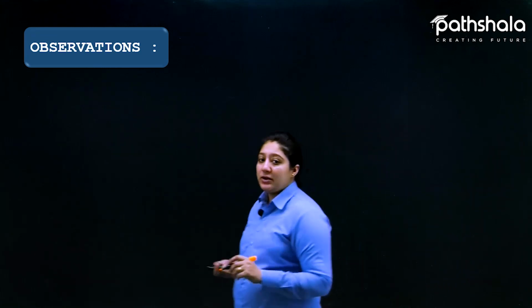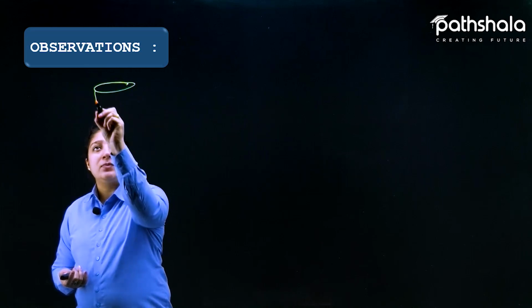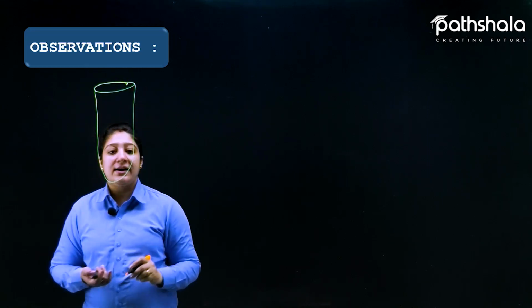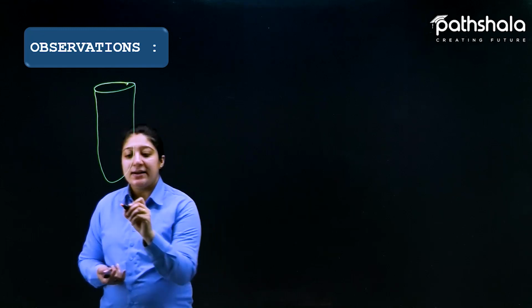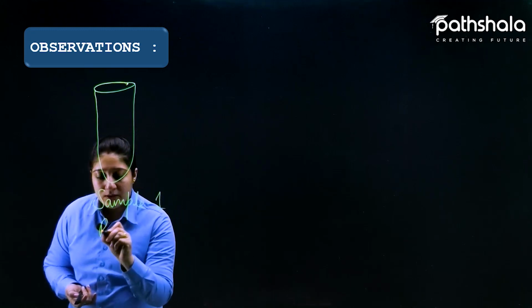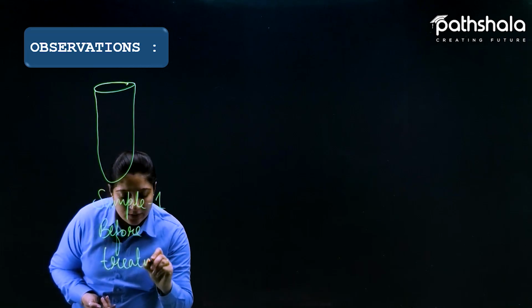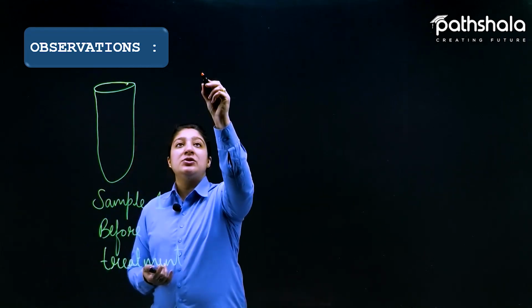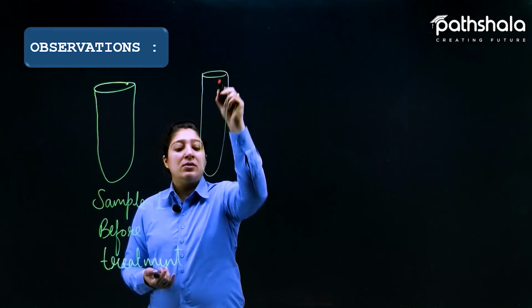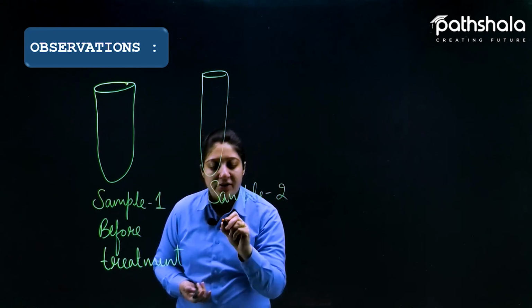Now, once we have done with the activity, what are the different things that you are going to observe? We are going to see here. Now, we know that we have collected 4 test tubes. There is test tube 1, which was collected before the process, that is our sample 1, before treatment, right? After that, we took another test tube which we named as sample 2, and it was after treatment.